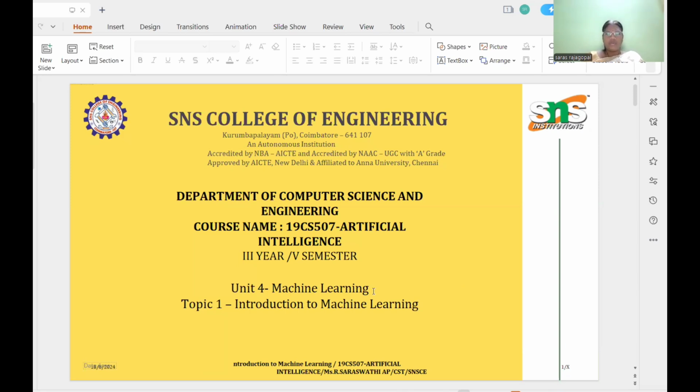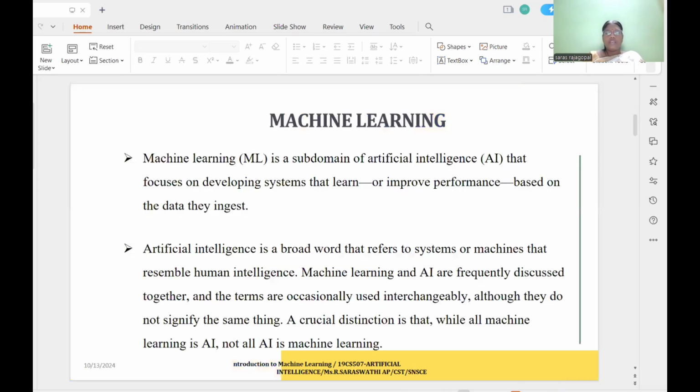Today, we are going to see the topic Introduction to Machine Learning. Machine learning is a subdomain of artificial intelligence that focuses on developing systems that learn or improve the performance of the system based on the data they ingest.